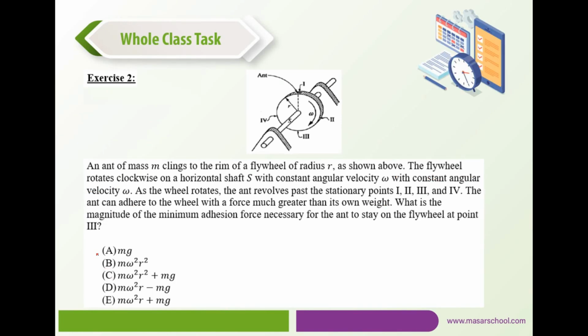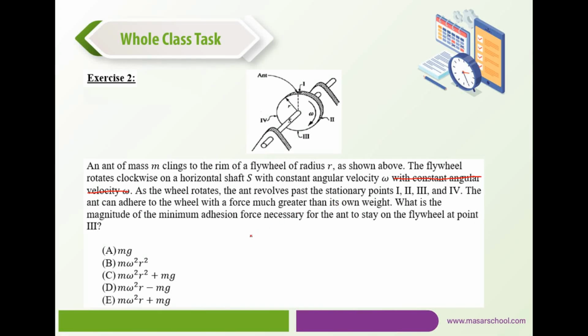Now exercise 2, okay, we have the same given. An ant of mass m clings to the rim of a flywheel of radius r as shown above. The flywheel rotates clockwise on a horizontal shaft S with constant angular velocity omega. As the wheel rotates, the ant revolves past the stationary points 1, 2, 3, and 4.